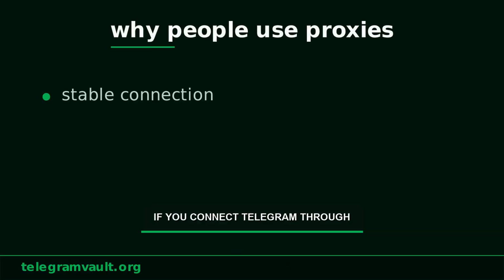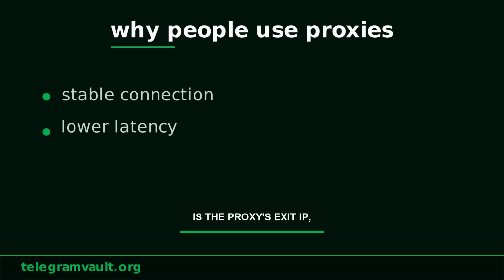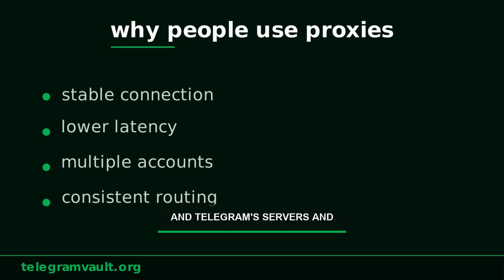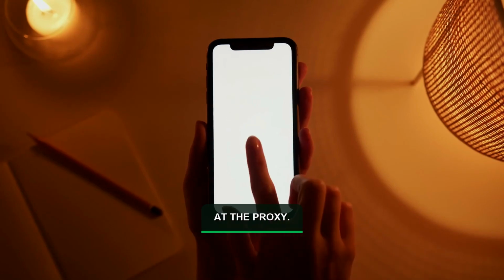Proxies change this picture directly. If you connect Telegram through a proxy, whether that is a SOCKS 5 proxy or an MTProto proxy, the IP that reaches Telegram servers is the proxy's exit IP, not your ISP assigned address. That is not a side effect, it is the entire mechanism. A proxy sits between your client and Telegram servers and relays the traffic, so from the server's point of view, the connection originated at the proxy.